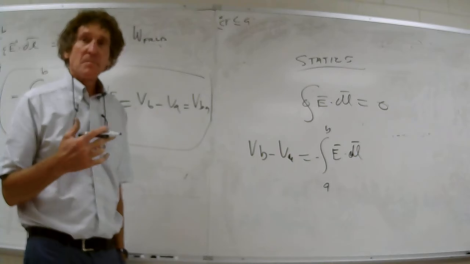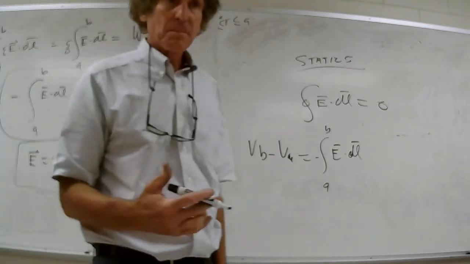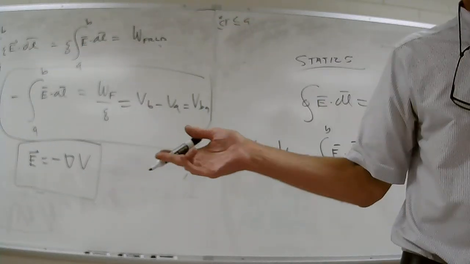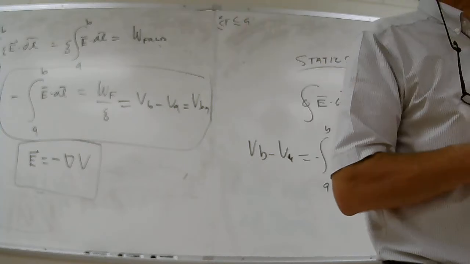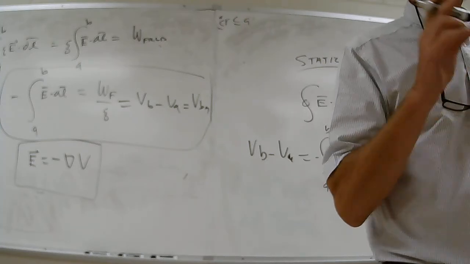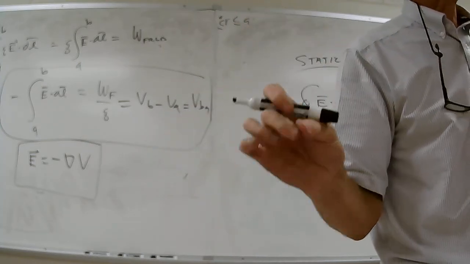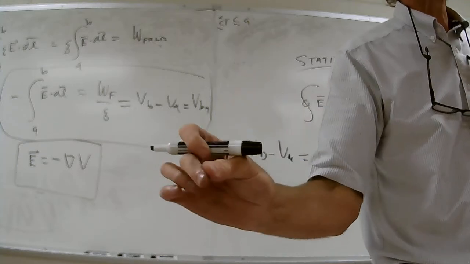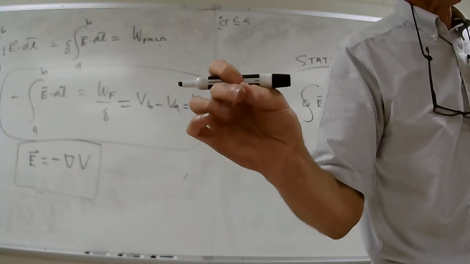Most of the time, you know what a ground is, right? What is an electrical ground to you, in your words? What does it mean? 0 volts. It means, that's right, that you consider that point to have 0 volts, and everything in the circuit will be measured with respect to that, right?